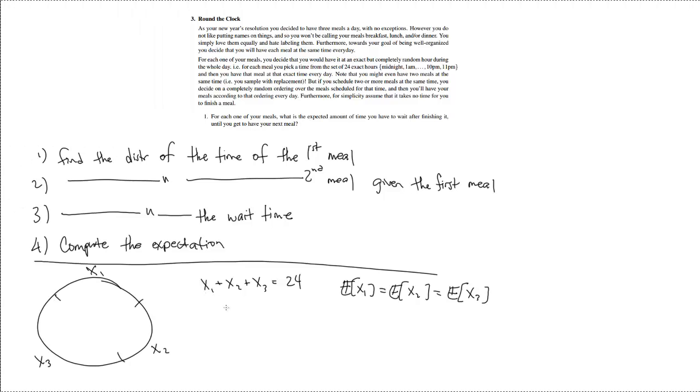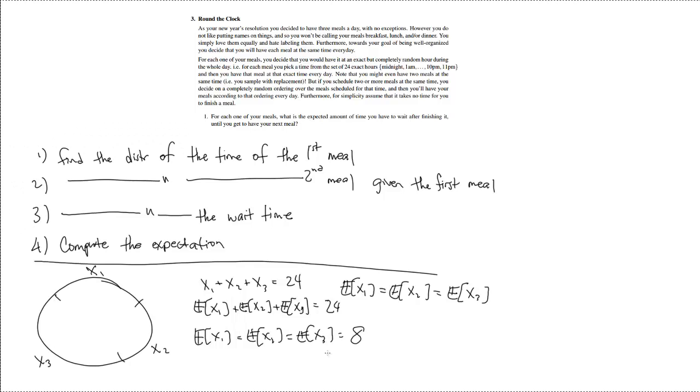So taking expectations of both sides of this equation, we have that the expectation of x1 plus the expectation of x2 plus the expectation of x3 is equal to 24. And since all 3 of these are equal, we have that the expectation of x1 is equal to the expectation of x2 is equal to the expectation of x3, which is equal to 8.